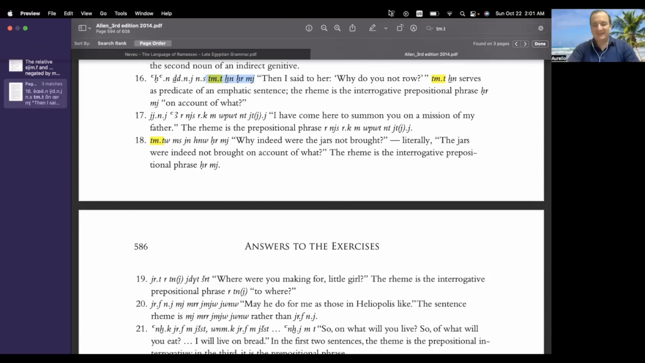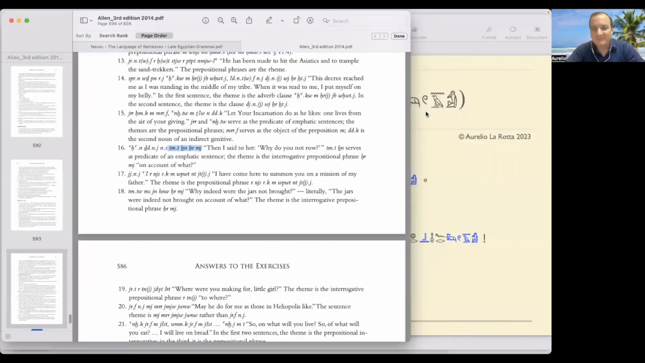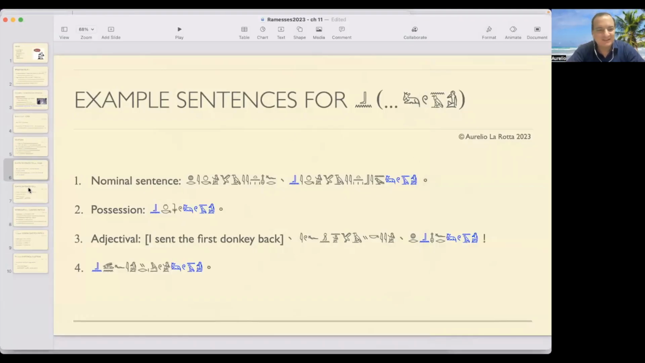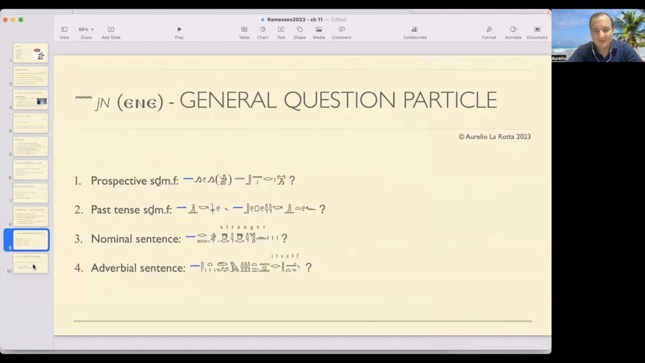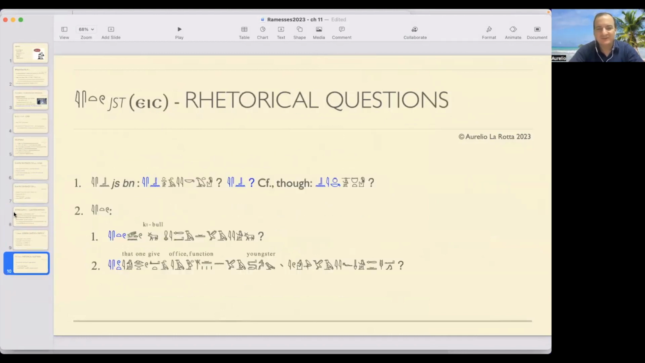All right, guys. I would say let's leave it at that for today. Continue with the negations next time. I'll send this out, and I think next time we'll also manage to get some of the interrogative, the question particles. So I would say let's continue there in 2 weeks.